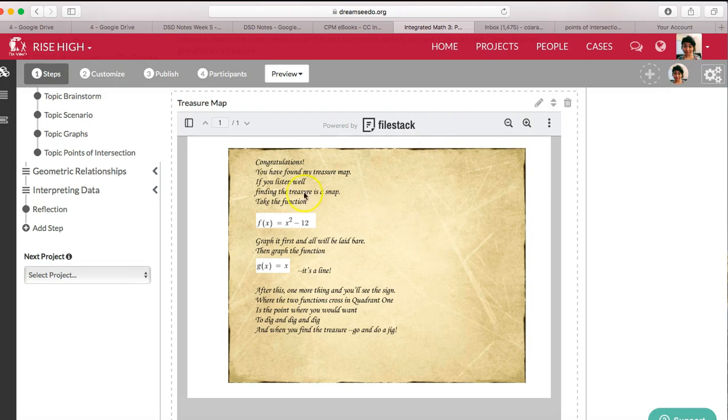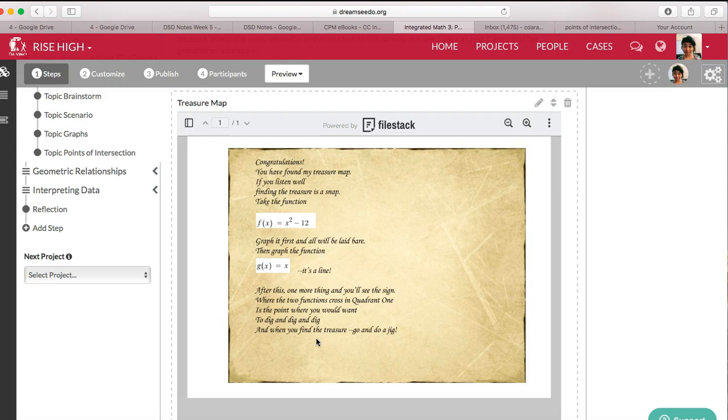The treasure map is attached here on DreamSeeDo, and it says, "Congratulations, you have found my treasure map. If you listen well, finding the treasure is a snap. Take the function f of x equals x squared minus 12. Graph it first and all will be laid bare. Then graph the function g of x equals x. It's a line. After this, one more thing and you'll see the sign. Where the two functions cross in quadrant 1 is the point where you would want to dig and dig and dig, and when you find the treasure, go and do a jig."